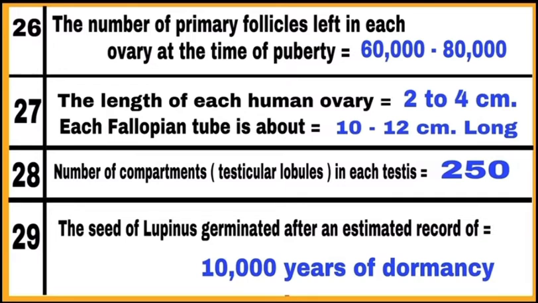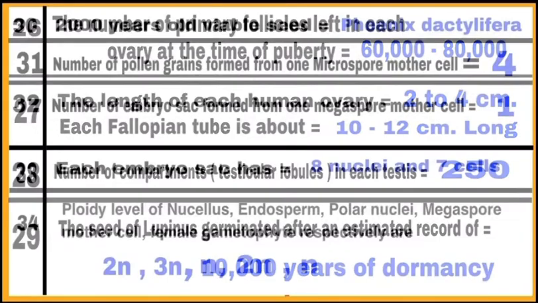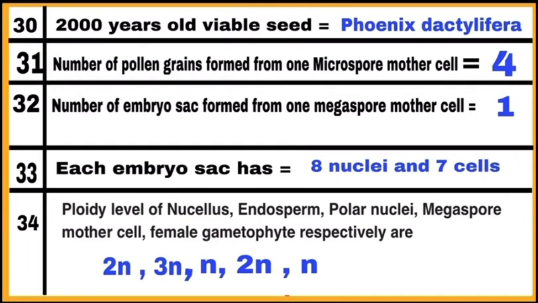Point 29. The seed of lupinus germinated after an estimated record of 10,000 years of dormancy. The seed of lupinus was excavated from Arctic tundra and germinated and flowered after an estimated record of 10,000 years of dormancy. Point 30. 2,000 years old viable seed is of Phoenix dactylifera, which was discovered during the archaeological excavation of King Herod's palace near the Dead Sea.